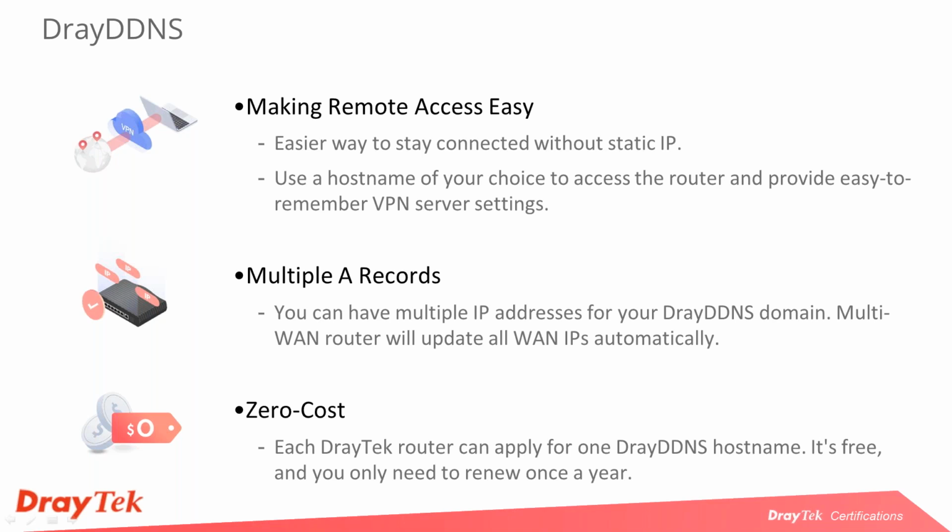Once you've set the account up with MyVigor, you can then have multiple records on there as well. So you can have multiple addresses for your domain names, and it costs nothing to set this up. DrayTek provide this service free of charge, and you only need to register it once and renew it once a year. And once you renew it, then that gives you another year's service for that.